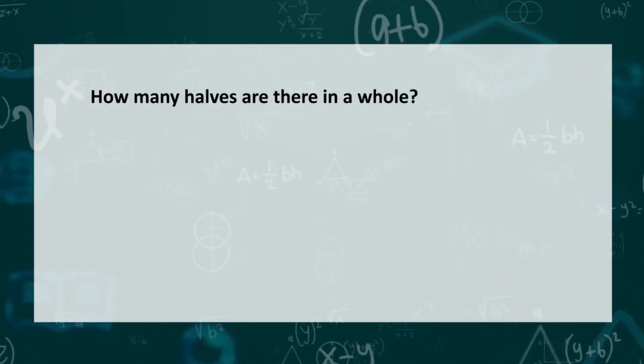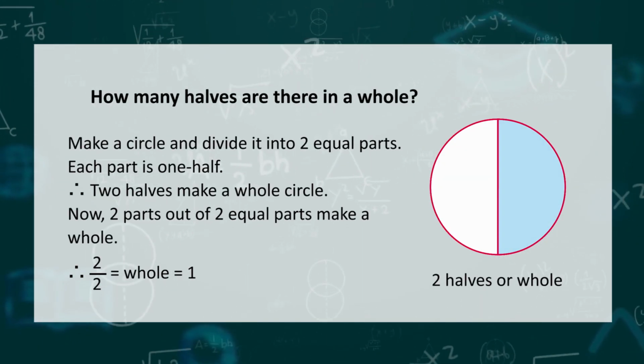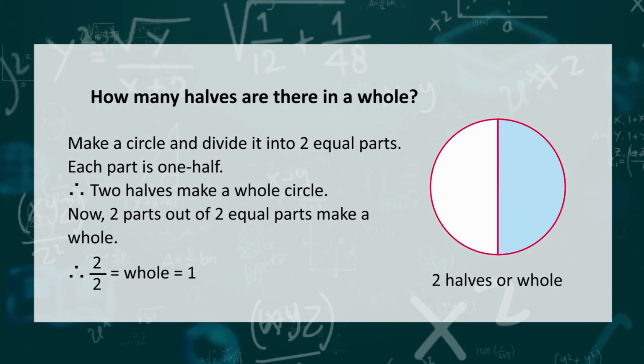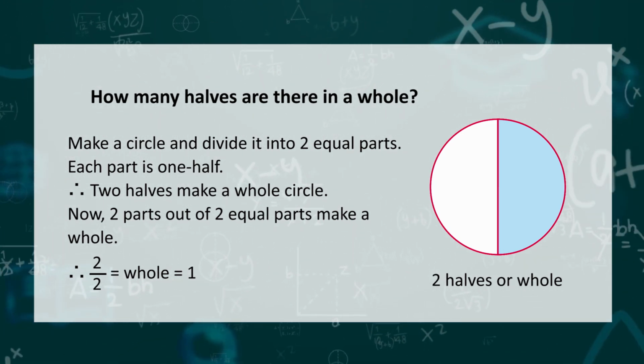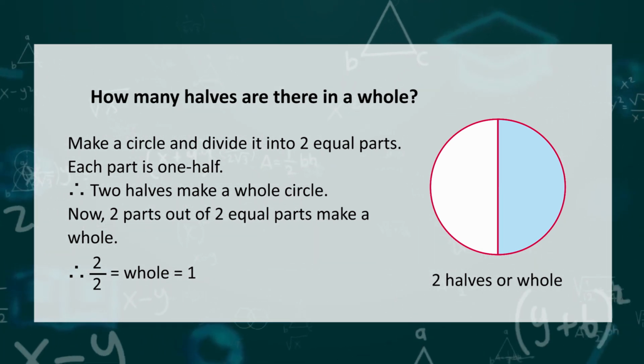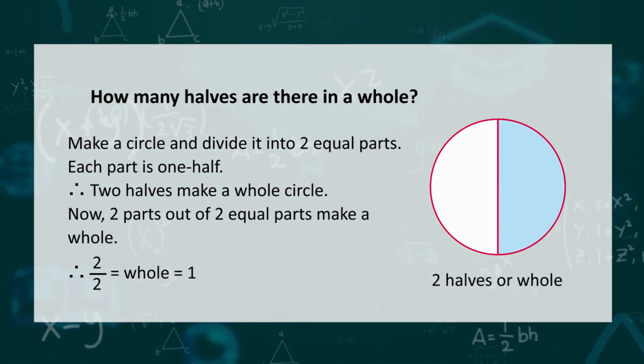How many halves are there in a whole? Make a circle and divide it into 2 equal parts. Each part is 1 half. Therefore, 2 halves make a whole circle. Now, 2 parts out of 2 equal parts make a whole. Therefore, 2 by 2 is equal to whole is equal to 1.